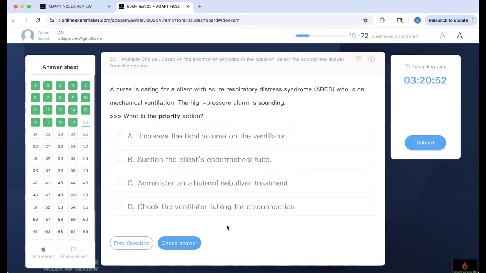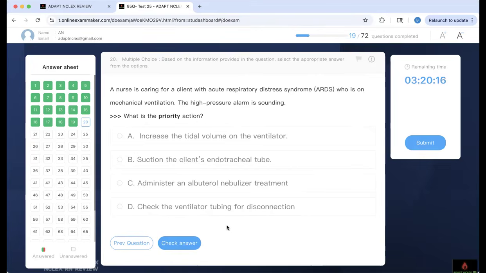Question 20. You're caring for a client with acute respiratory distress syndrome who is on a mechanical ventilator. A high pressure alarm is sounding. What is the nurse's priority? You hear a high pressure alarm on a ventilator. What do you think? You know the concept. We saw a question similar to that. Increase the tidal volume on the ventilator, suction the client's endotracheal tube, administer albuterol treatment, check the ventilator tubing for disconnection. You know, high pressure alarm. What causes a high pressure alarm? Use that to answer the question. You pick your answer.